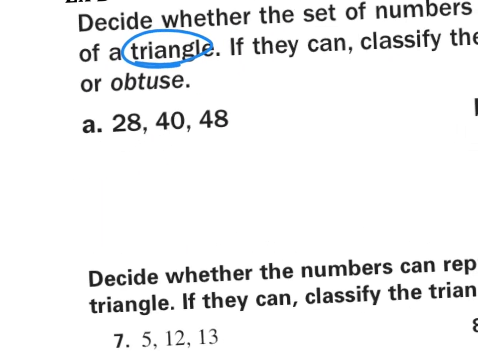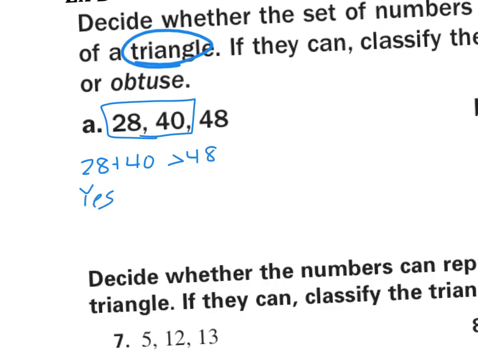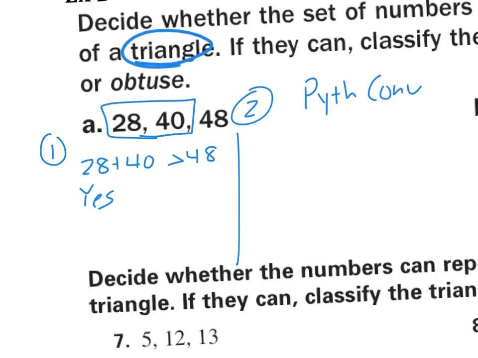So first, is it a triangle? I'm going to take the 2 smaller sides there. 28 plus 40 is greater than 48. So first off, yes, it is a triangle. Now, so that's part 1. I determined it was a triangle. Now part 2, what type of triangle? And this is where Pythagorean converse comes in. So we have to determine what type it is.